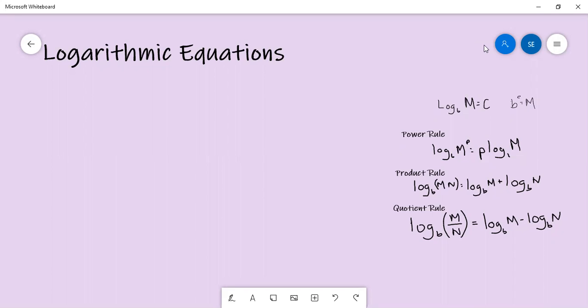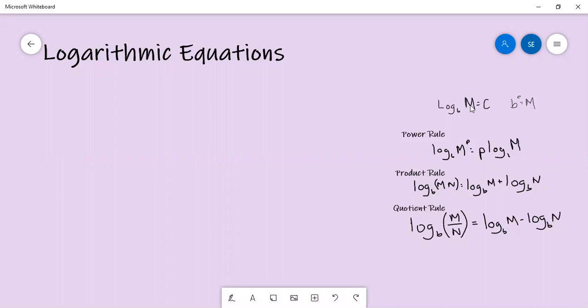Hello, a logarithmic equation is when we have a log with a variable inside the logarithm, and we want to solve for that variable. There's two main ways that we solve these types of equations, and one of them is by invoking the definition of log, which is over here. Log base b of m equals c. That really means b to the c equals m. So we're asking, b to the what power gives us m.